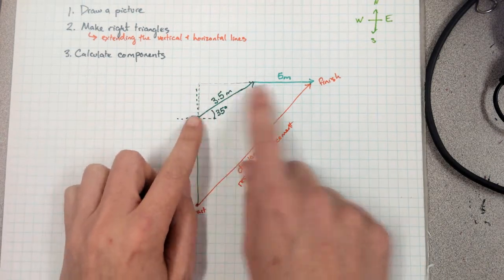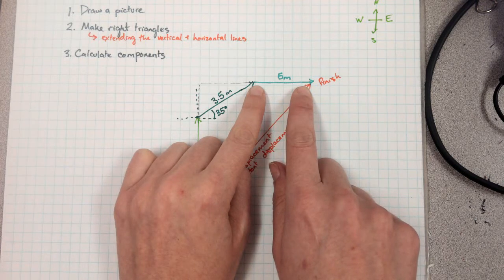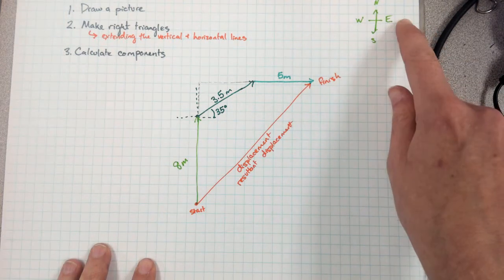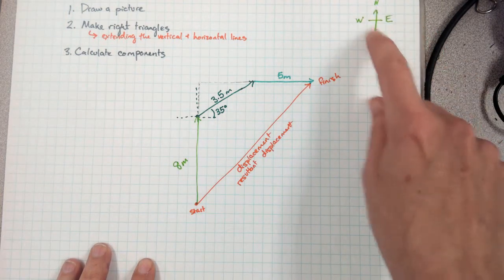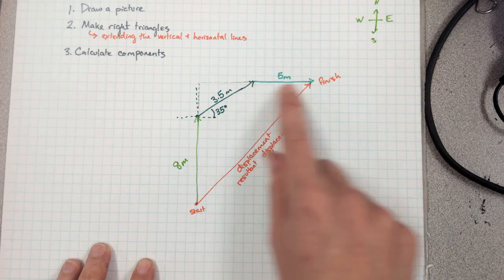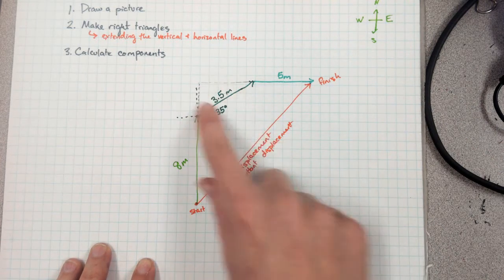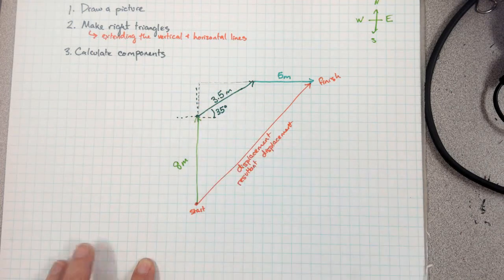Okay. And then this one, same thing. We don't necessarily need to worry about it because it is going along our coordinate system, right? We have north, south, east, west. This is only east. This is only north, so we don't need to worry about those. We need to worry about the ones that are at angles.